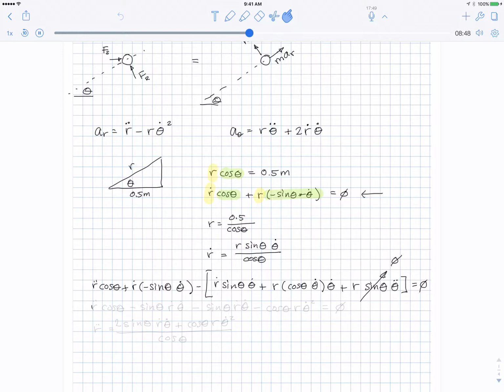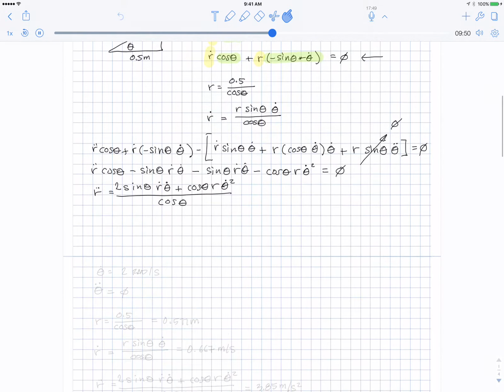Expanding this out a little bit: r double dot cos theta minus sine theta r dot theta dot minus sine theta r dot theta dot minus cos theta r theta dot squared equals 0. And finally, r double dot equals two sine theta r dot theta dot plus cos theta r theta dot squared, all over cos theta. There we go. We have everything we need. We're just going to have to plug some things in.